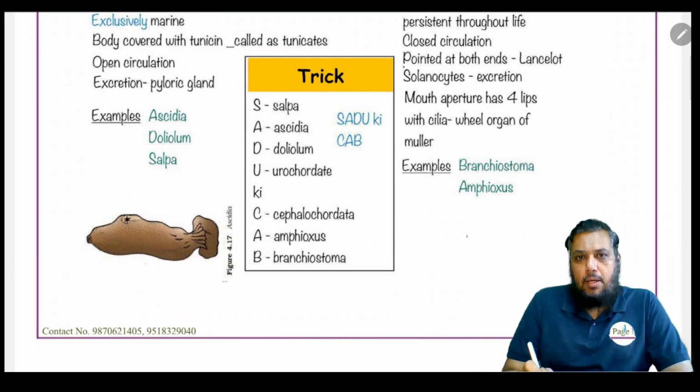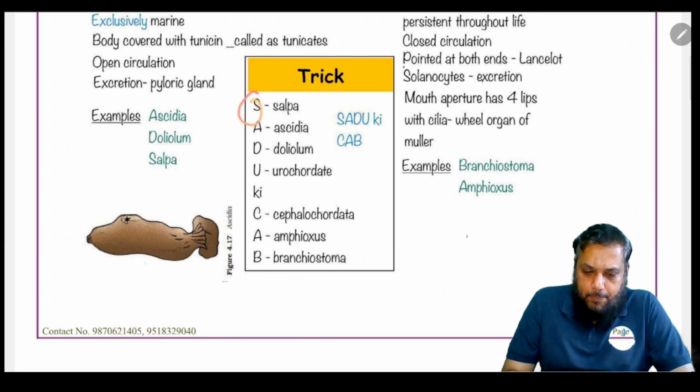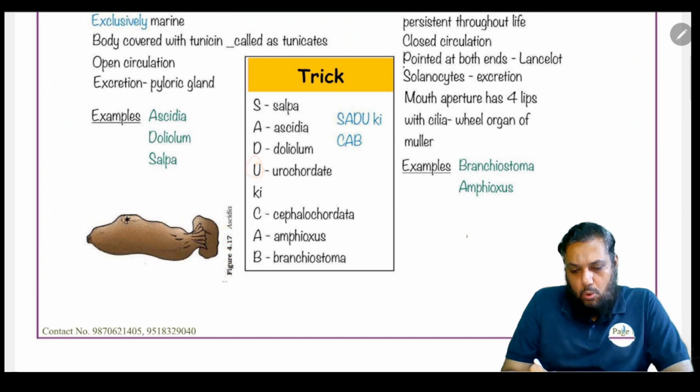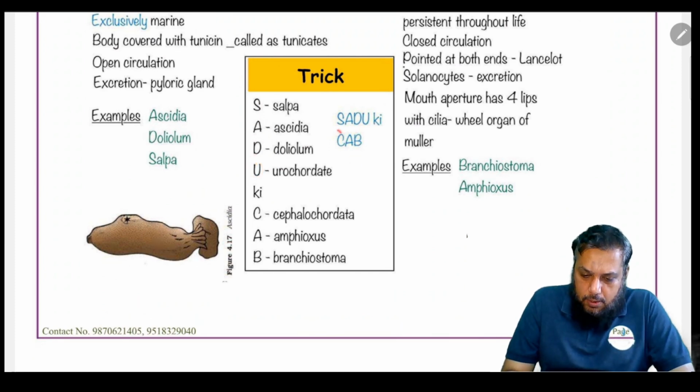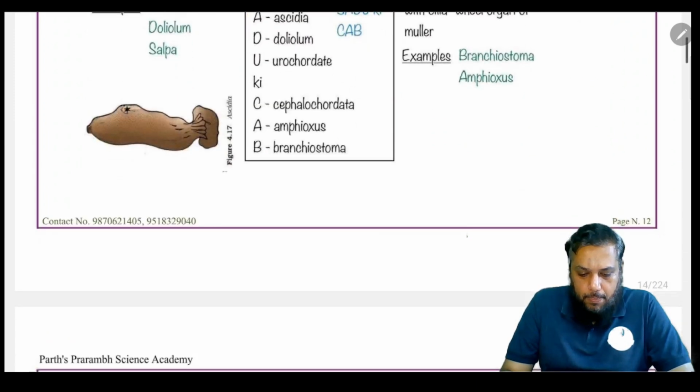Branchiostoma and Amphioxus. So we have a short trick to remember both together: SADU ki CAB. S for Salpa, A is Ascidia, D is Doliolum. Okay. U, they're included in Urochordata. CAB comes in Cephalochordata. A, Amphioxus. B, Branchiostoma.